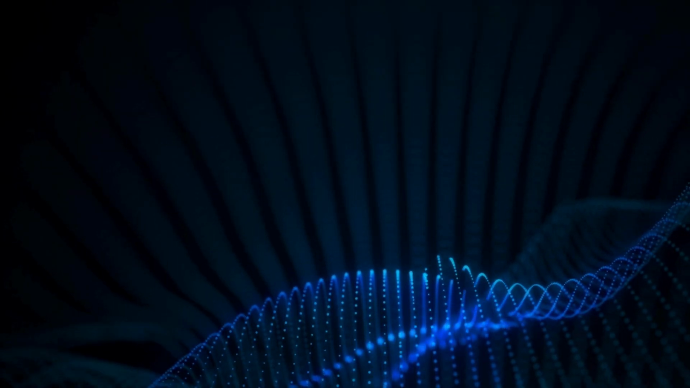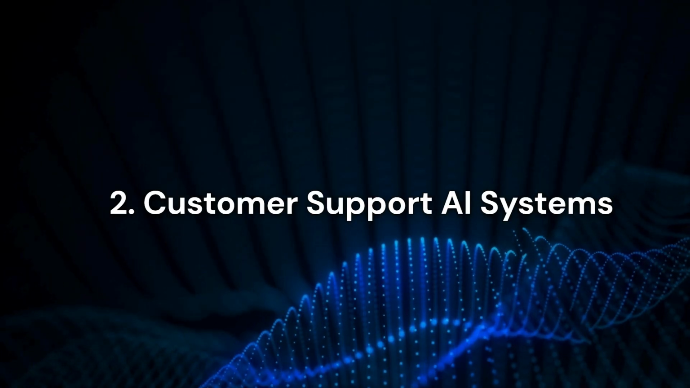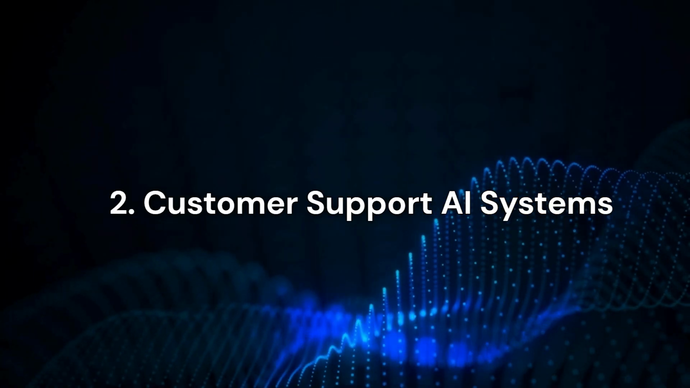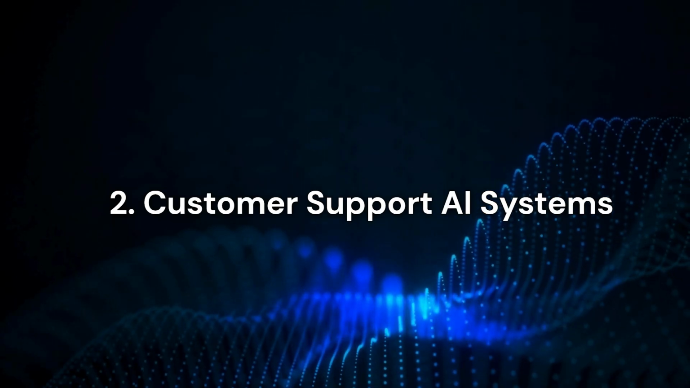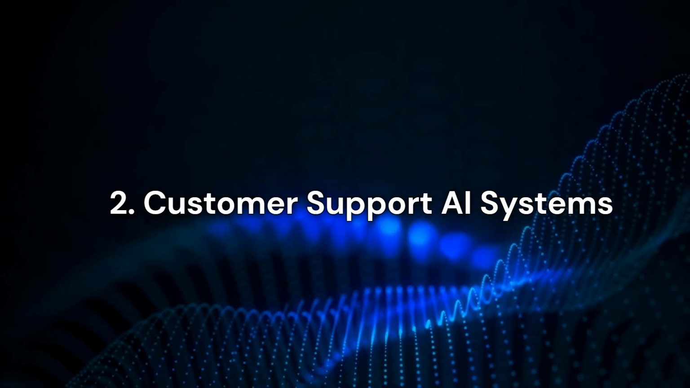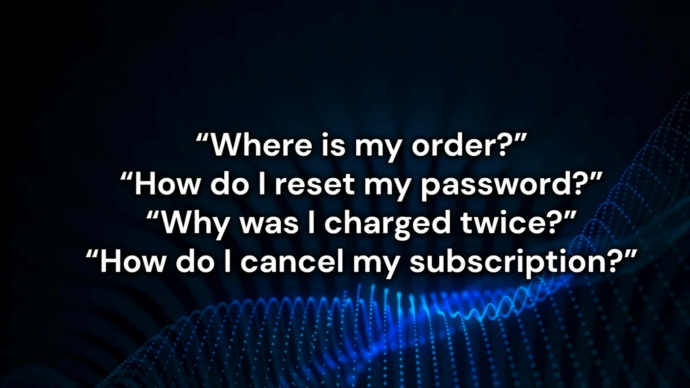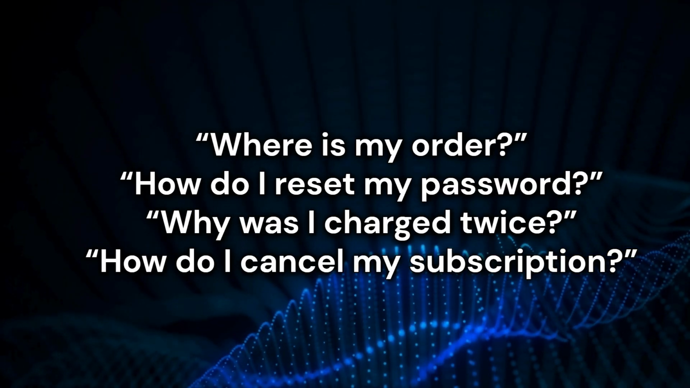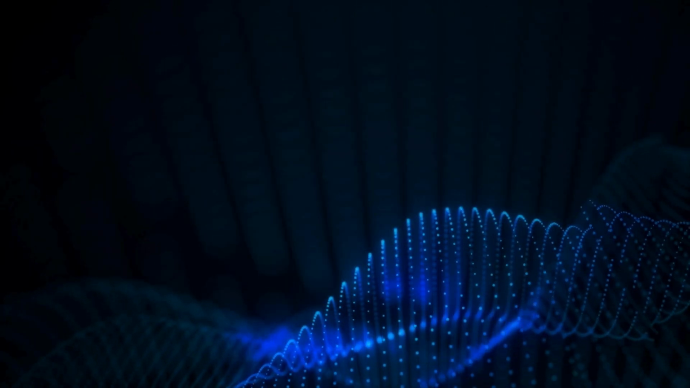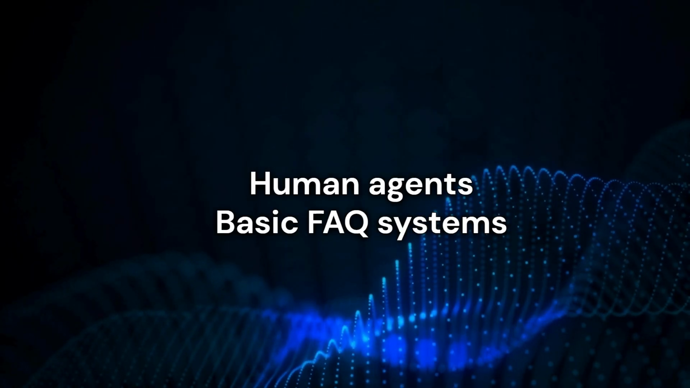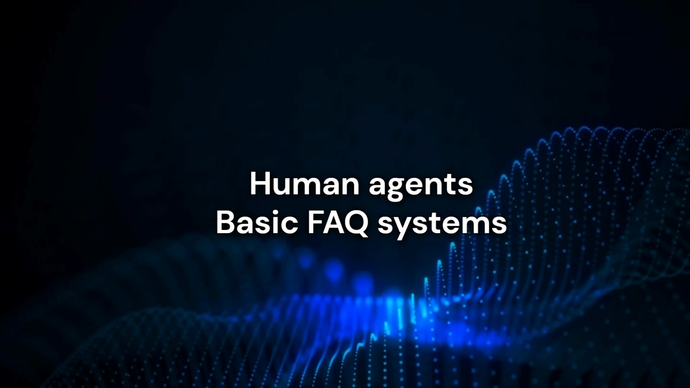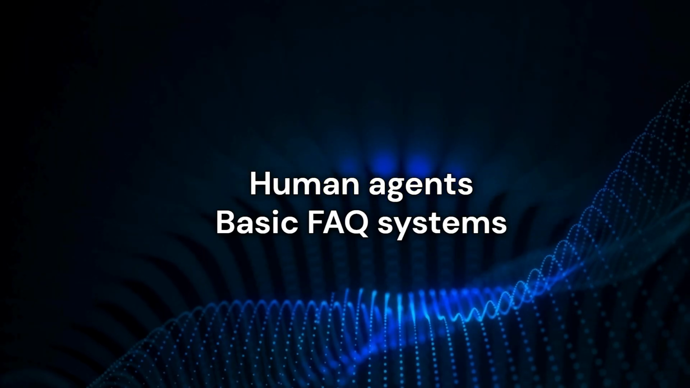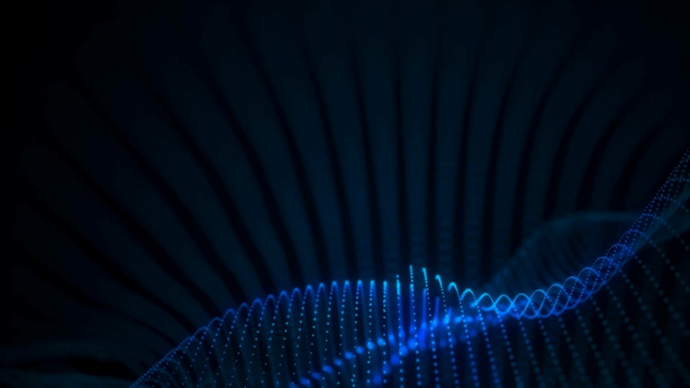And coming to the second use case, customer support AI systems. Now let's move to a very important industry use case. This is customer support automation. Every company has one major problem: a huge volume of customer queries. For example, where is my order? How do I reset my password? Why was I charged twice? How do I cancel my subscription? Traditionally, these are handled by human agents or basic FAQ systems, but both approaches have limitations. Human agents are expensive and slow. FAQ systems are rigid and incomplete. Now, RAG changes the game here.